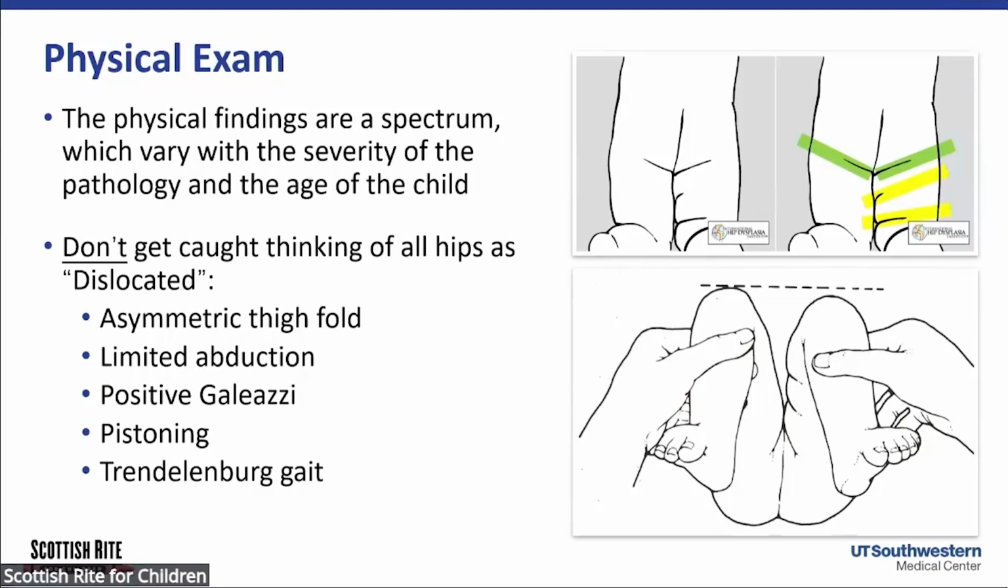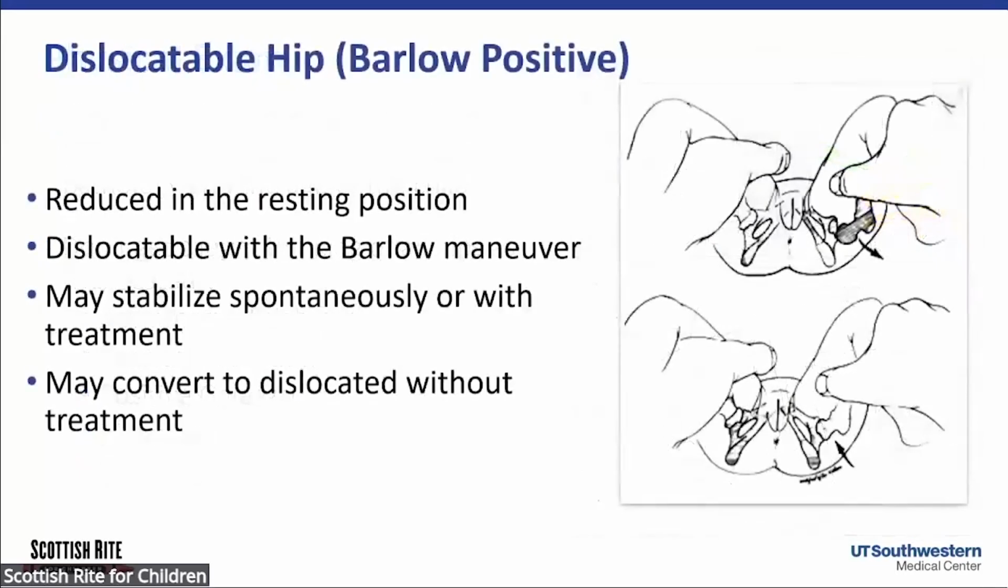A much more sensitive finding is limited abduction of one hip compared to the other. The Galeazzi sign, as you see on the bottom, is when that femur appears to be shorter than the other side because the head, again, is dislocating proximally. And that's the same reason why, unfortunately, we meet some kids when they're already walking age for a limb discrepancy. Talked about the idea of pistoning in an unstable but maybe not dislocatable hip, and we'll look at an example of Trendelenburg gait.